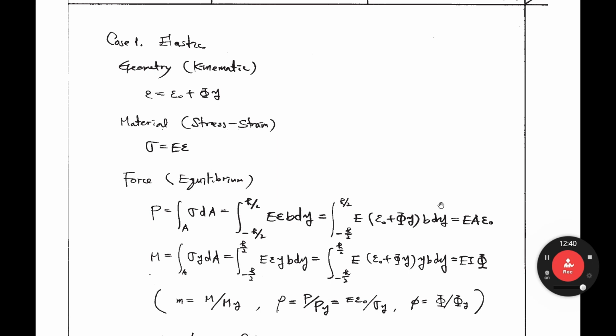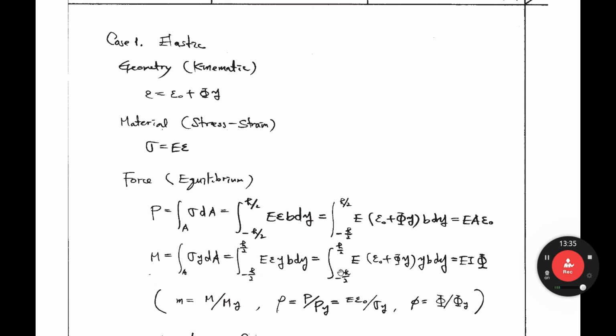So this term disappeared. So you have only EA epsilon 0. Let's look at the moment. Moment equals integral area sigma y dA. Sigma dA equals force, right? Times y, that makes moment. You input again the material relationship and then the geometry relationship, then like that. Again, integral E epsilon 0 y b dy. That is the first moment of section, equal to 0, right?